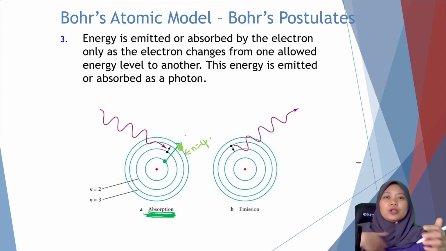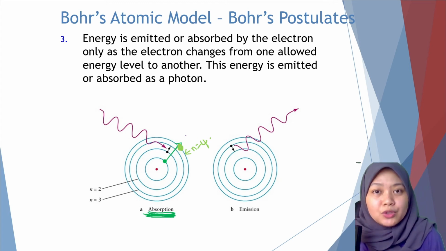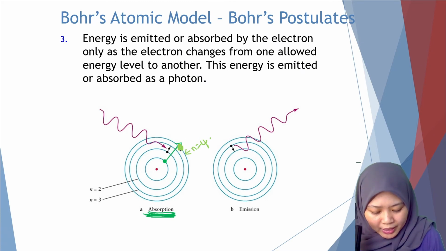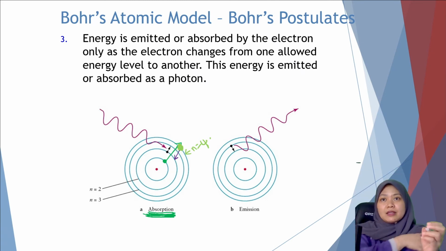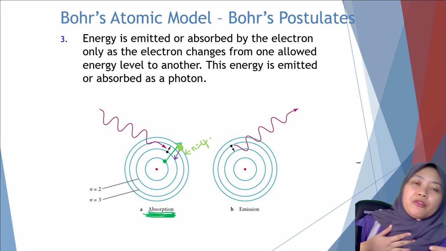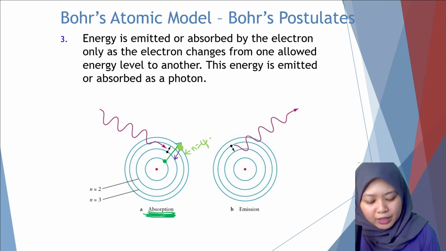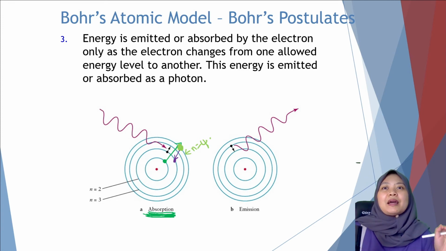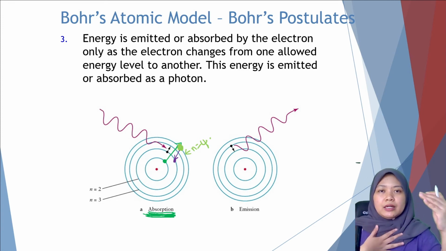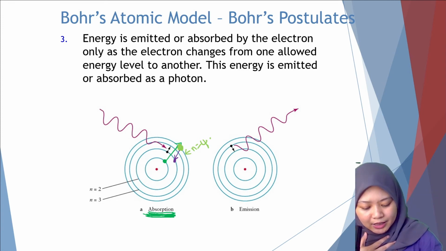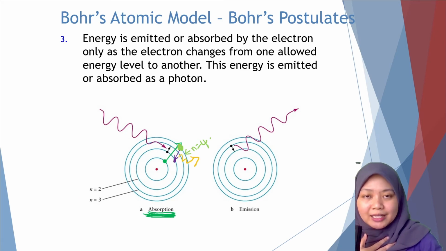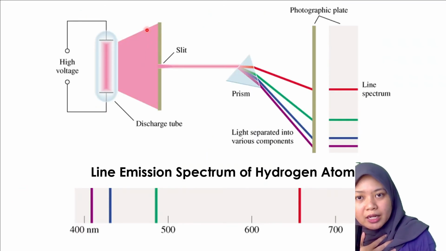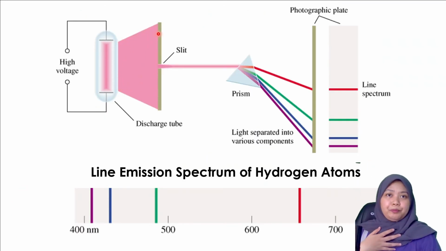Okay, mungkin elektron ni hanya turun setakat ke n equal to 3. Mungkin ada elektron turun dekat n equal to 2. So it depends. Okay, elektron release berapa banyak amount of energy pun depends on the electron. So contoh elektron ni akan turun dekat n equal to 2. Barulah dia jadi stabil. When the electron release the energy, yang dia release itu akan keluar dalam bentuk cahaya, dalam bentuk photon. Dan cahaya itulah yang keluar daripada discharge tube.